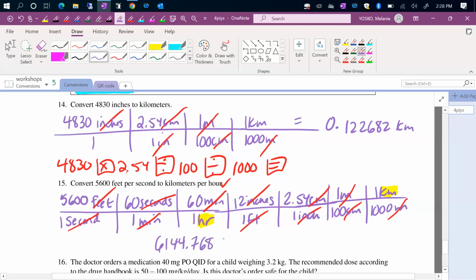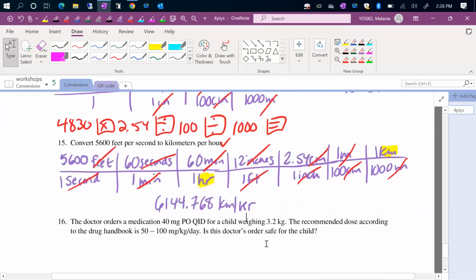6,144.78 kilometers. Something like that, okay. That's writing on the screen, I can move it up a little bit. Yeah, move it up just a little bit, yeah.